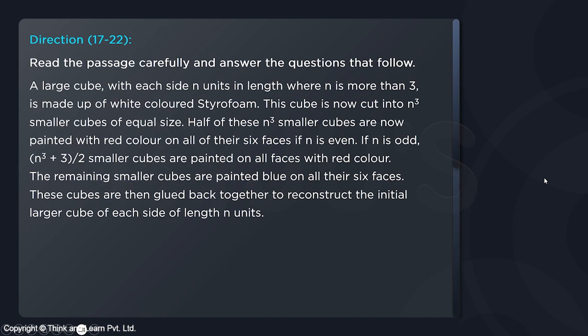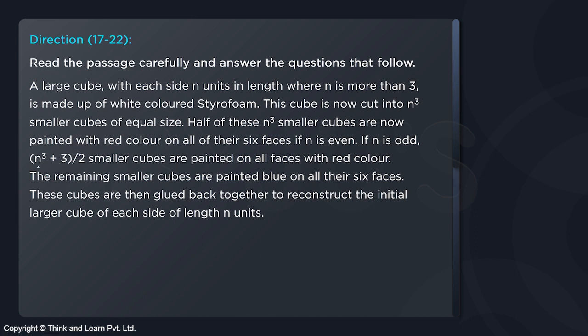So it says a large cube with each side n units in length, where n is more than 3, is made up of white colored styrofoam. This cube is now cut into n cubed smaller cubes of equal size. Half of these n cubed smaller cubes are now painted with red color on all of their 6 faces if n is even. And if n is odd, (n cubed plus 3)/2 smaller cubes are painted on all faces with red color.